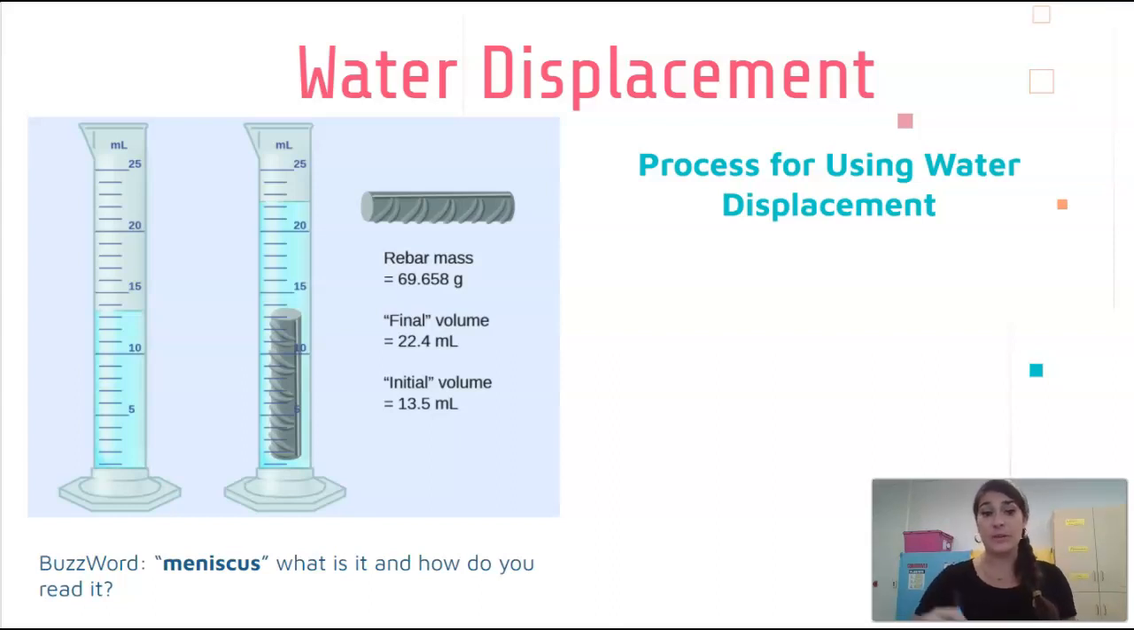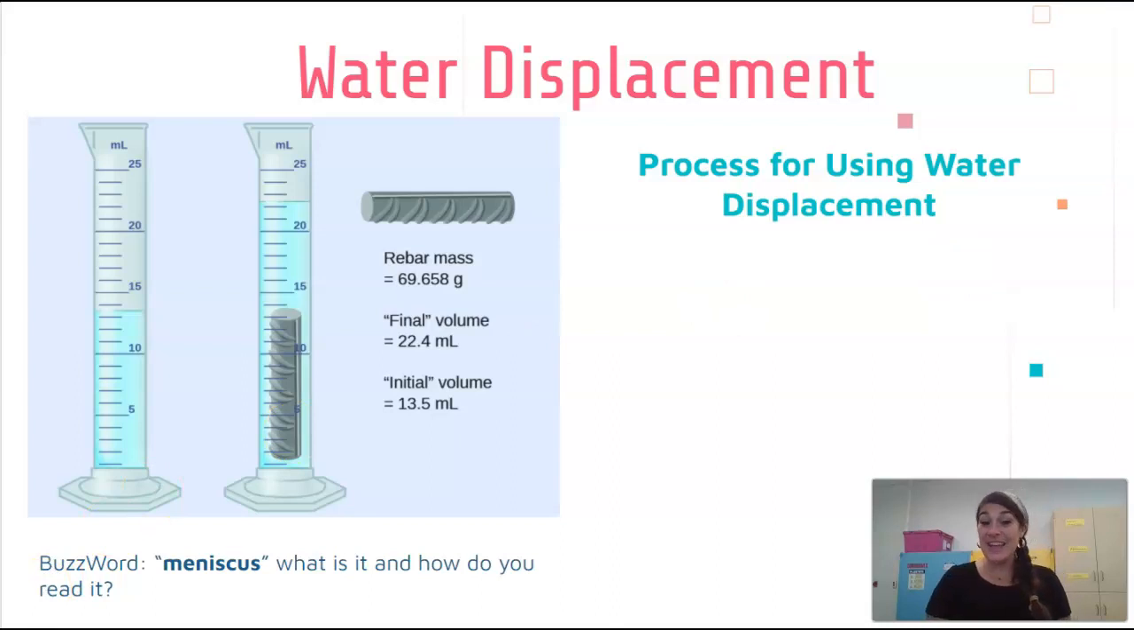So if you notice in our picture here, we were initially at 13.5, okay? We added our oddly shaped mass, and then that water went up. I said it looked like roughly 22.4 at the bottom of that meniscus, okay? So then what you need to do is think about, okay, it was 13.5, and then that volume changed to 22.4. The water was displaced, there's that word, by the object. And so if that's the case, what do you think the volume of our object would be?